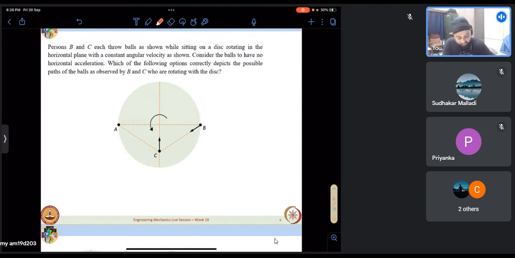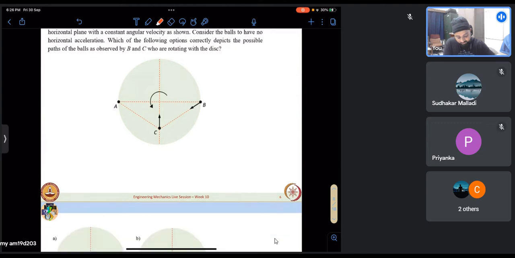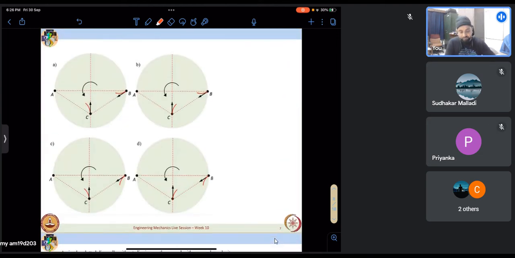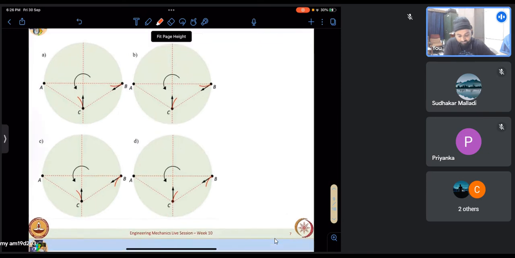So actually, this person throws a ball that way, and this person throws a ball or object, whatever it is, that way. As time passes, as they rotate in this sense, what is the possible path that they will observe of the object that they threw? So here are the four options. You can just take a shot at it. It is very much related to what we just discussed.